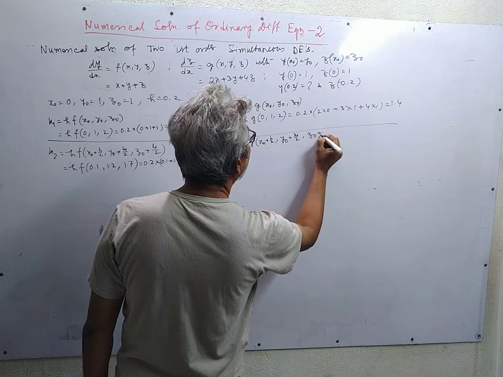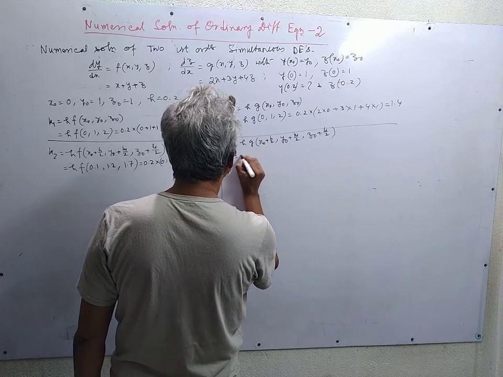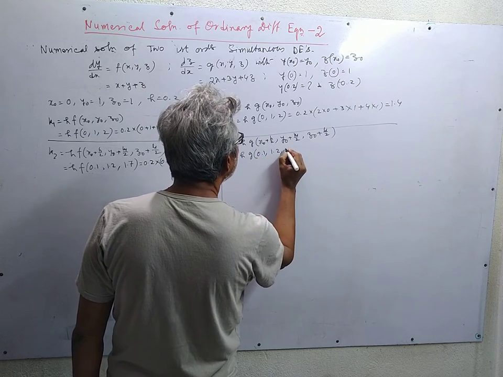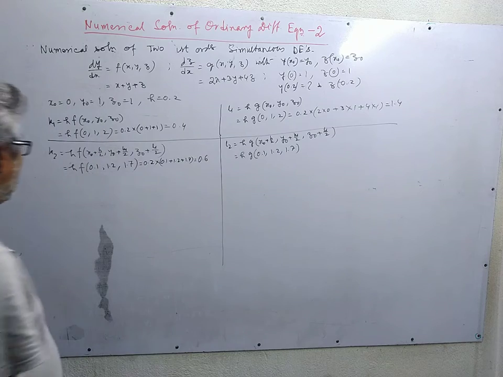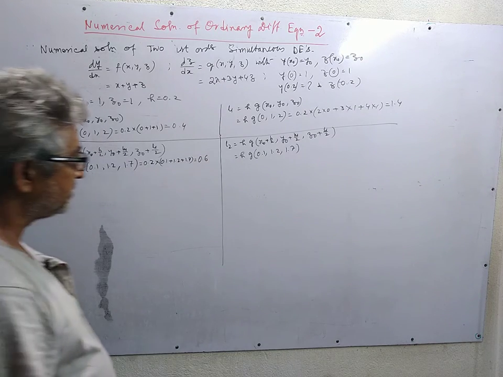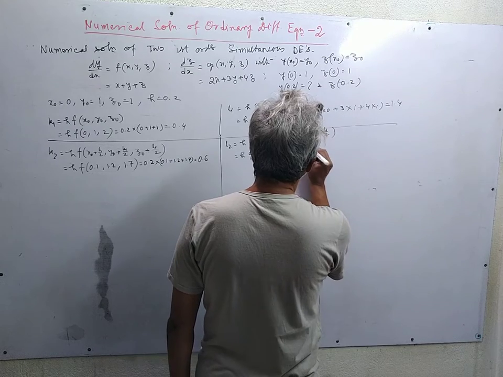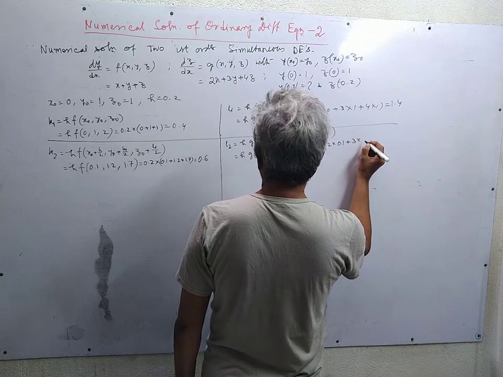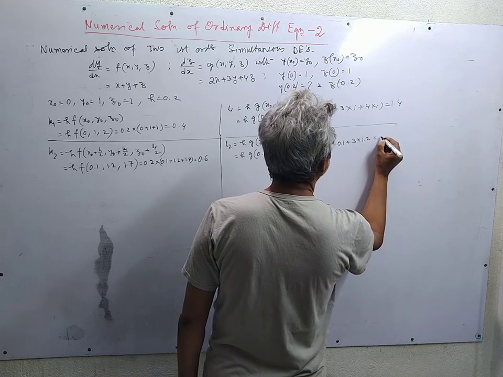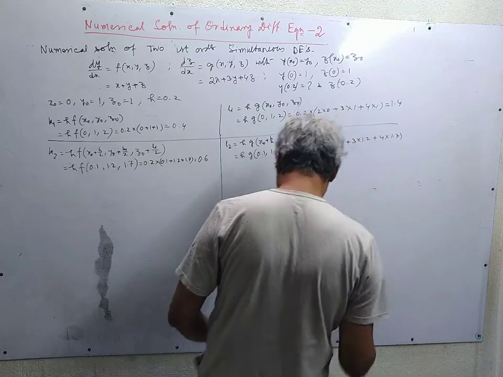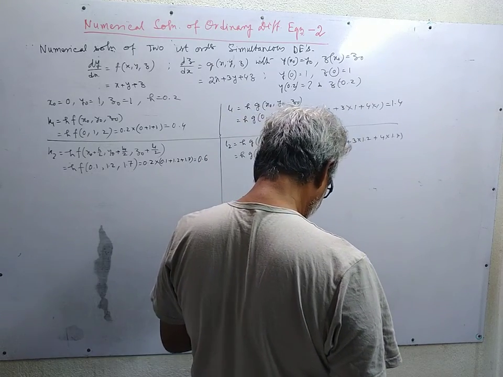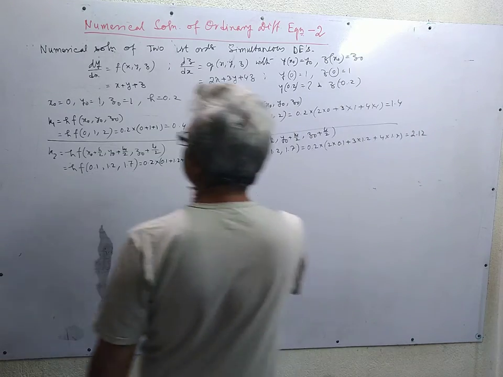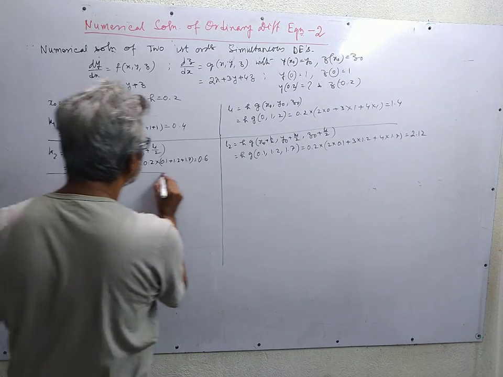And Z0 plus L1 by 2. So this is H, G of 0.1, 1.2, 1.7. Same argument for F and G. And this is 0.2 multiplied by 2 into 0.1 plus 3 into 1.2 plus 4 into 1.7. So this is equal to 2.12. This is the second order correction.